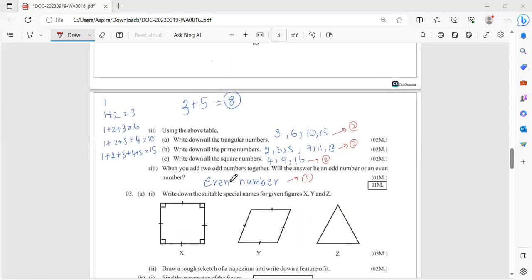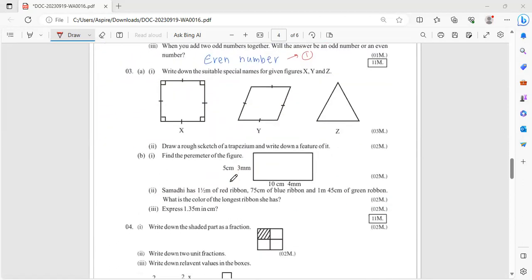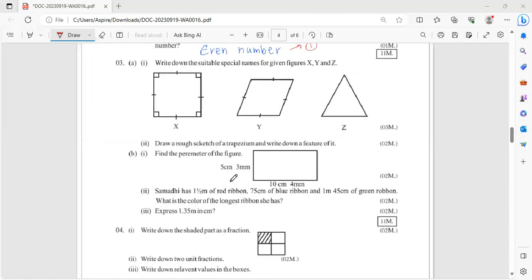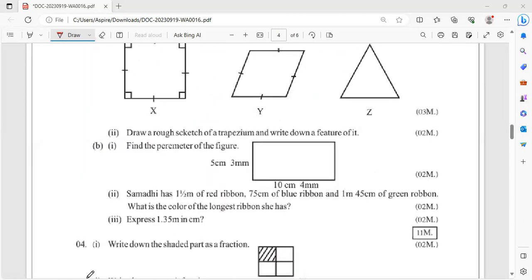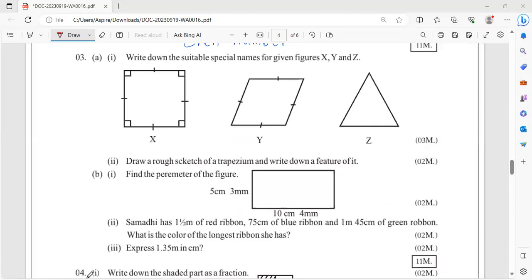Hurry. Let's move to the third question. It is a very simple question based on rectilinear plane figures. Okay. Please wait.